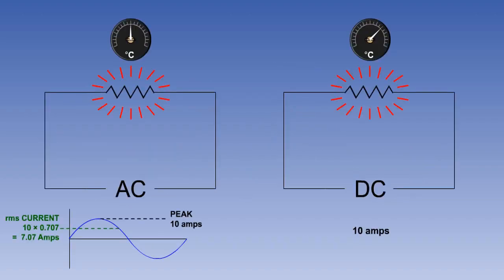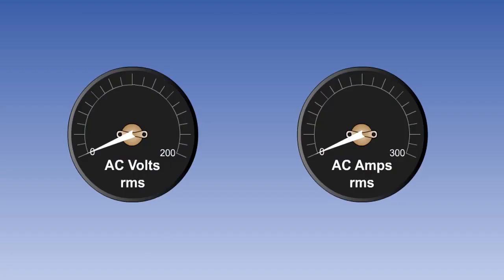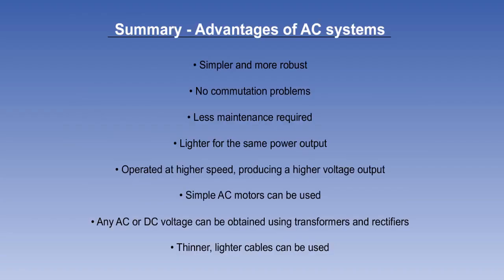In our earlier example, the AC with the peak value of 10 amps has an RMS value of 10 multiplied by 0.707, or 7.07 amps, which explains why it produces less heat than the 10 amp DC current. Most AC supply values are given in RMS terms. Ammeters and voltmeters measuring AC are normally calibrated in RMS values.